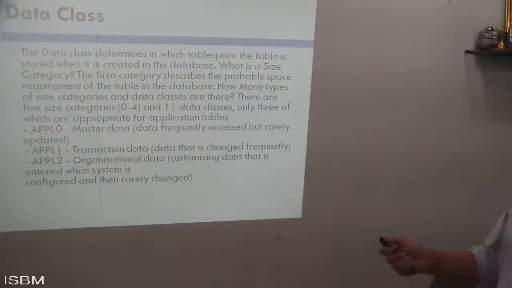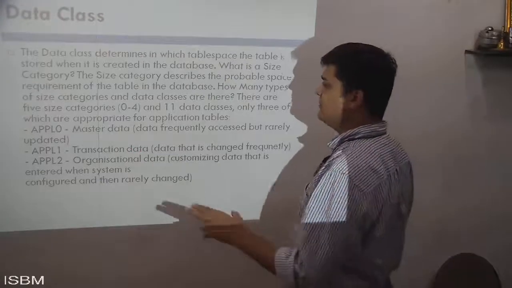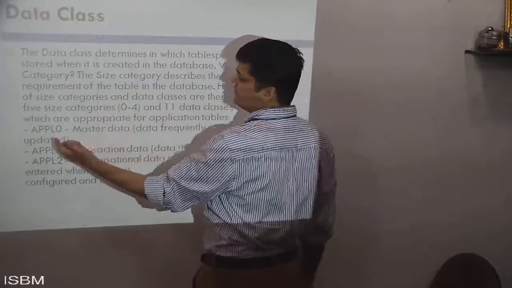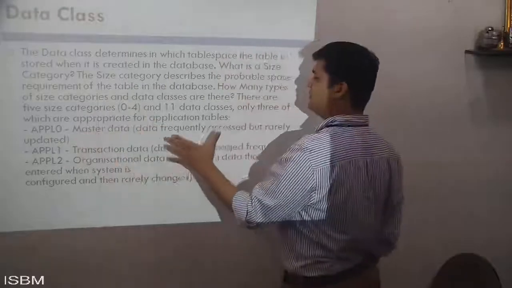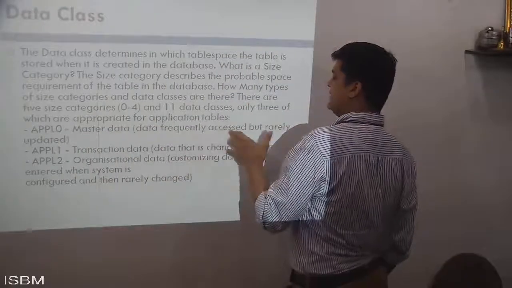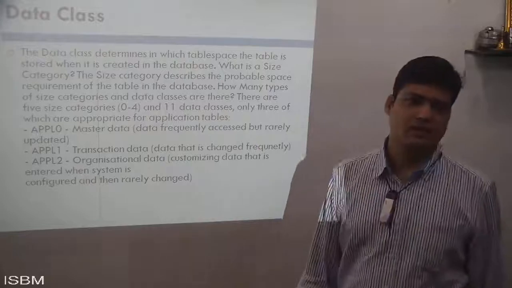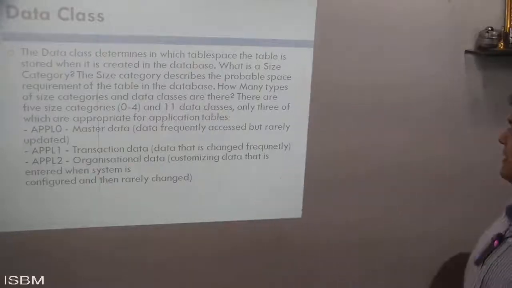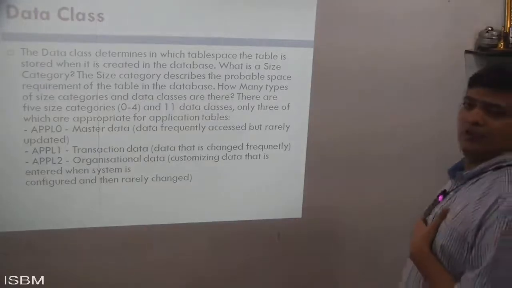There are three kinds of data categories: master data, transaction data, and organization data. Most of the time we are using APPL0, which is master data. It is data that is frequently accessed but rarely updated. This is called the master data.